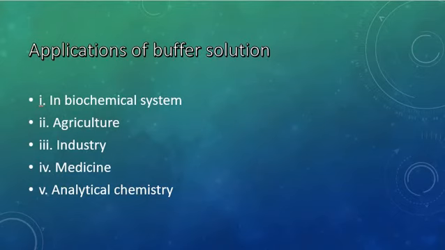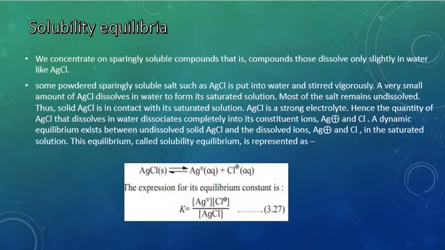Now our next topic is solubility equilibria. Here we are concentrating on the salts which are sparingly or partially soluble in water, and one such example is silver chloride. Suppose some silver chloride is taken and put into water and stirred vigorously. A very small amount of silver chloride is dissolved in water and forms a saturated solution, and most of the silver chloride will remain undissociated.